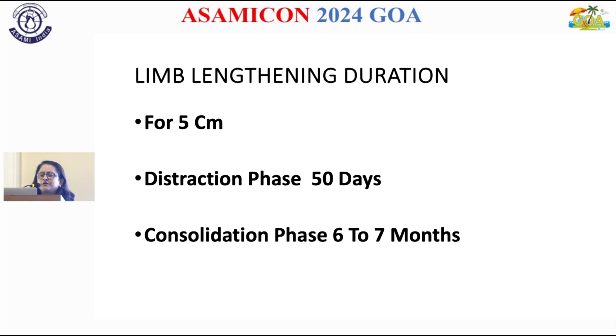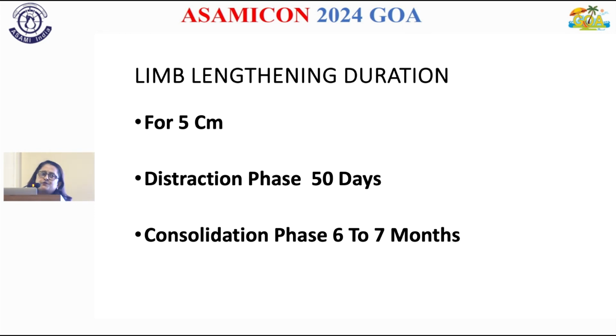So mainly talking about the duration, say for 5 centimeters of lengthening, the classic way, the distraction phase lasts for 50 days or 2 months, and the consolidation phase lasts for minimum 6 to 7 months. For 5 centimeters of lengthening, we need about 8 to 10 months of fixator period.